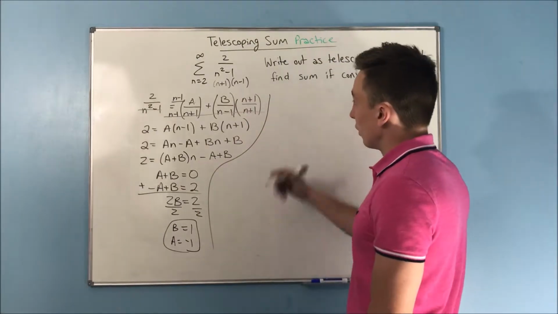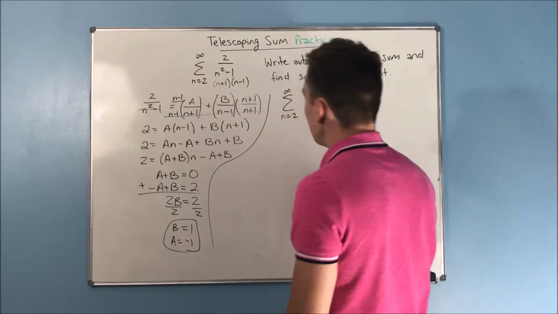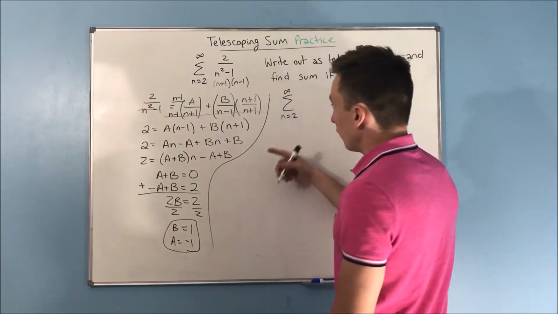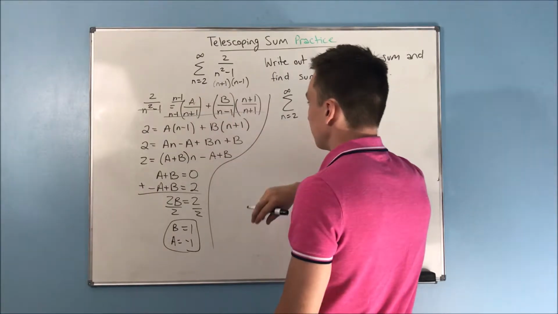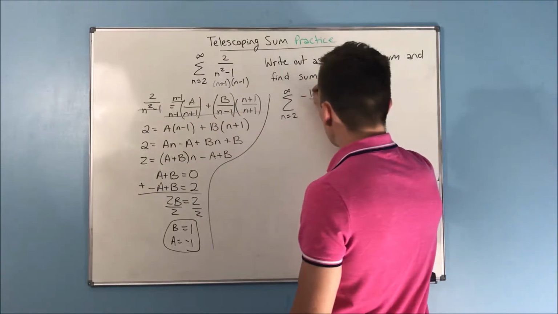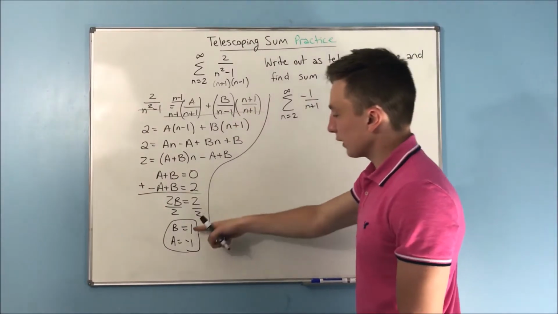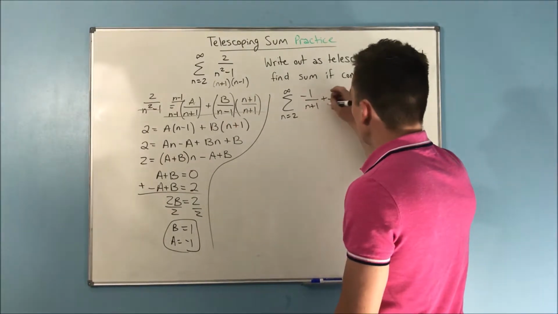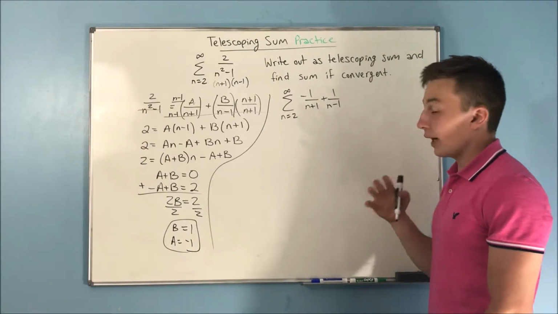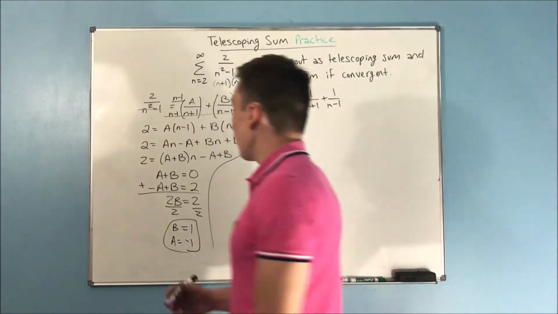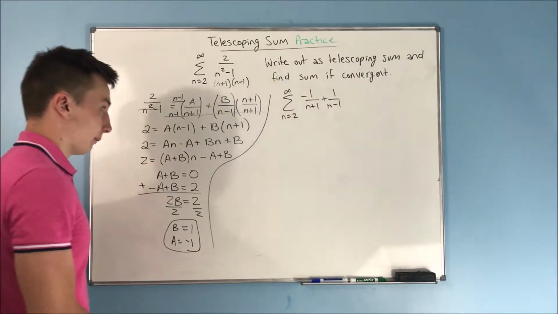So we get the sum from n equals 2 to infinity of, first A over n plus 1, kind of hard to see because I did a bunch of stuff to it, but this will be negative 1 over n plus 1. And we have B over n minus 1, that's just going to be plus 1 over n minus 1. Now we can write out our partial sums, and then hopefully we have a bunch of stuff canceling out. It becomes a telescoping sum.